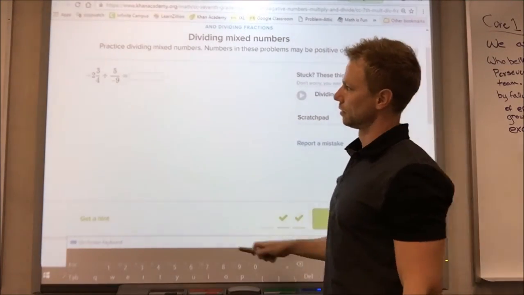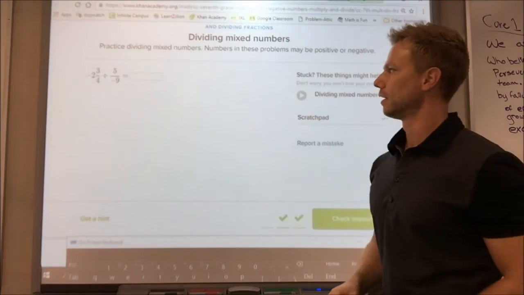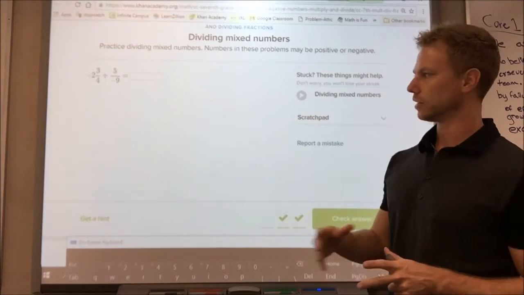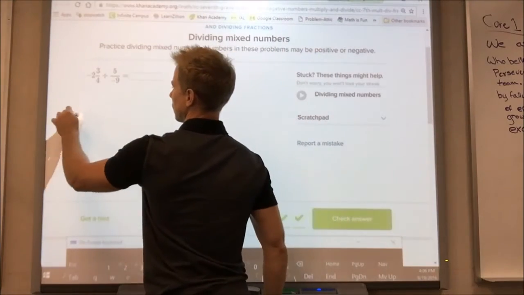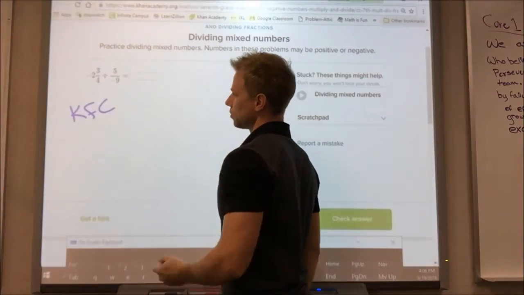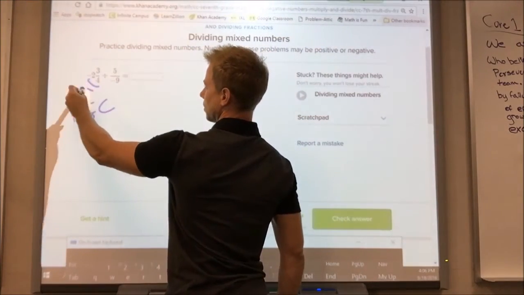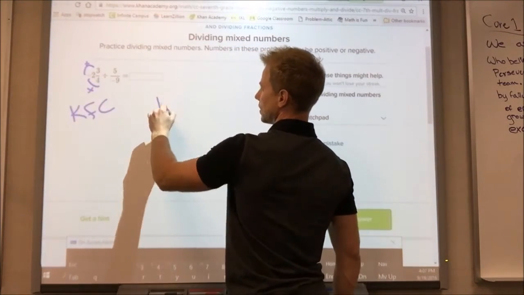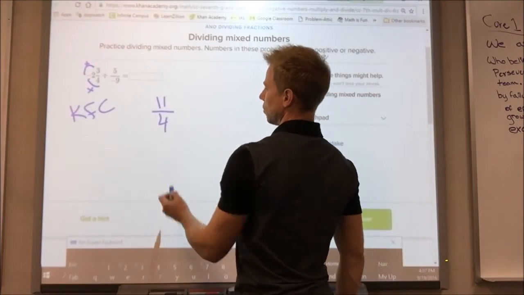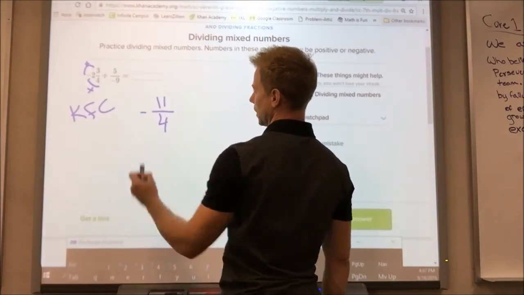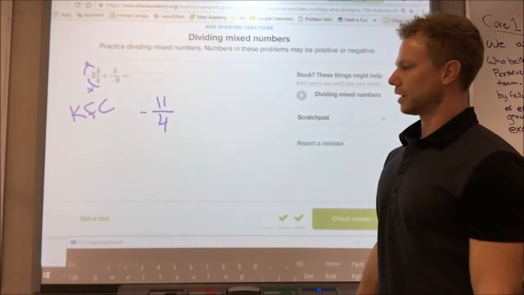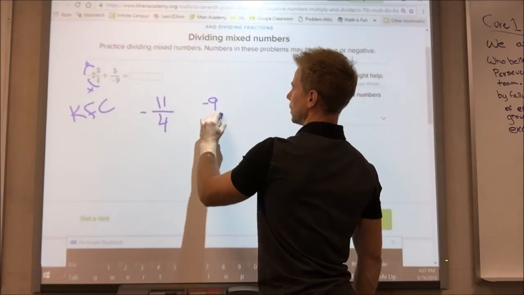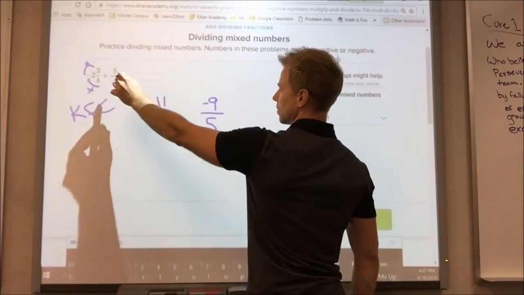We have negative 2 3/4 divided by negative 5/9. Again, we don't divide fractions, so we're going to have to KFC. We're going to have to keep, flip, change. But first, I need to rock around the clock. 2 times 4 is 8, plus 3 is 11, over 4, the original denominator. Include the negative sign, that doesn't change. Flip the second fraction, becomes negative 9/5.